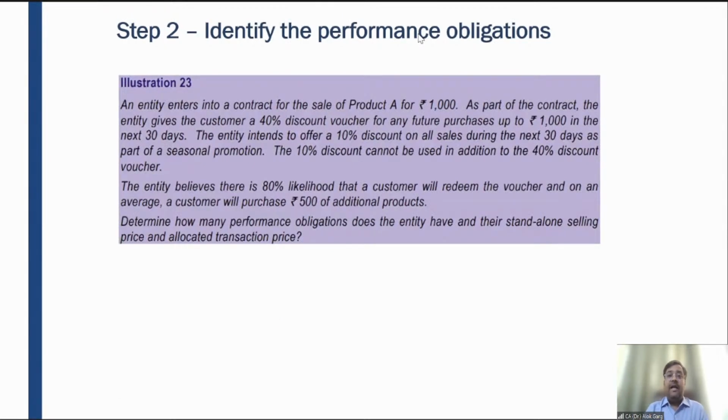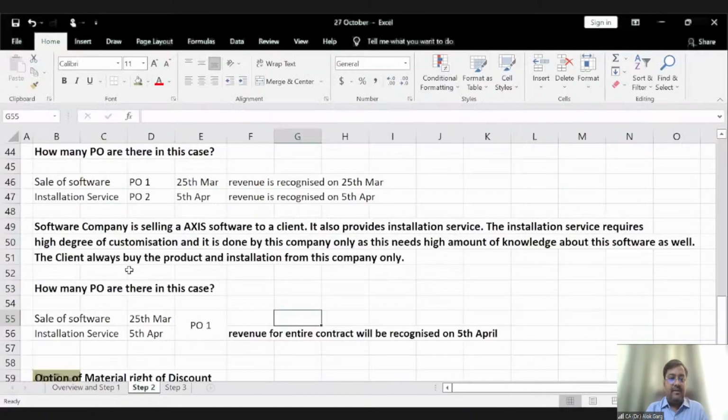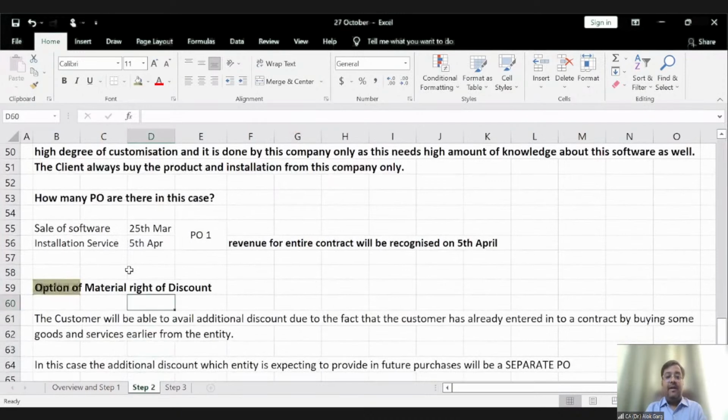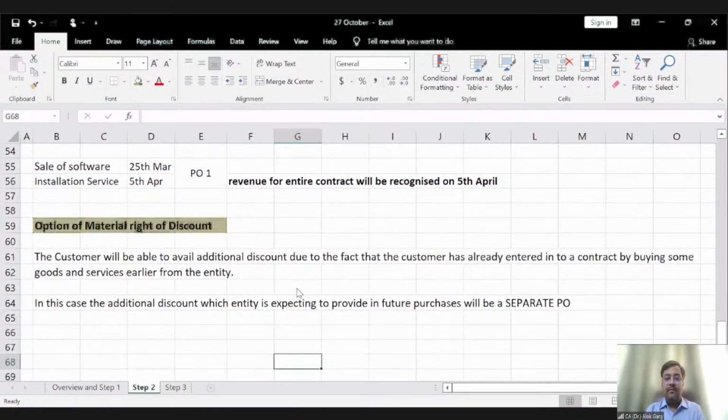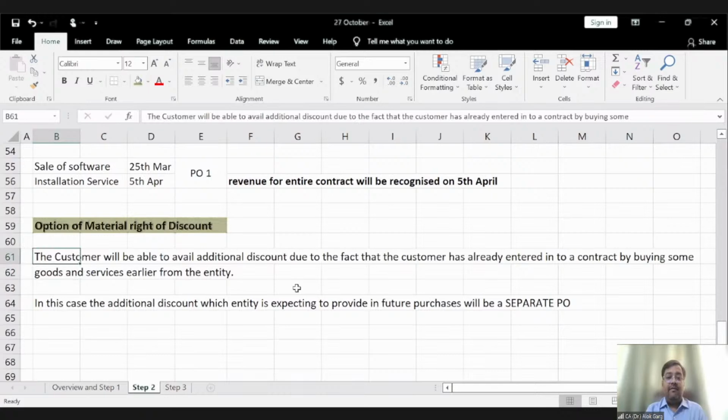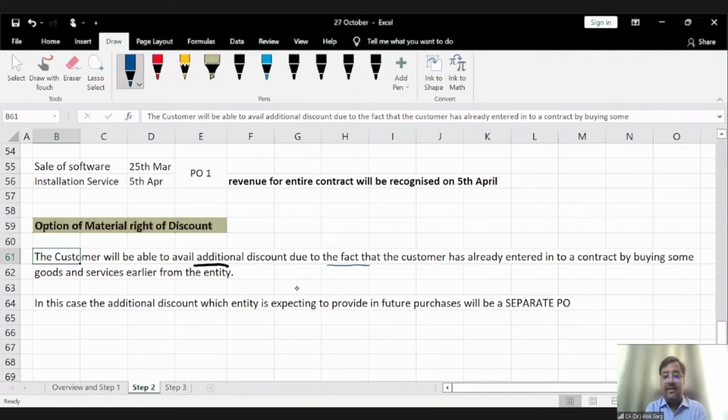Illustration number 23. And before this, let me quickly discuss the option of material right to discount again in the Excel file. I hope my Excel file is visible, friend. Customer will be able to avail additional discount due to the fact that the customer has already entered into a contract by buying some goods and services earlier from the entity.